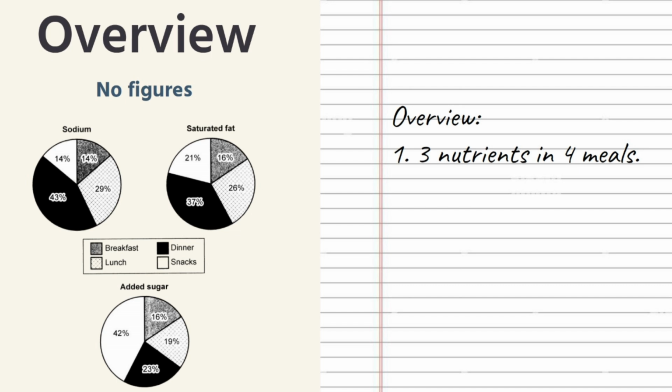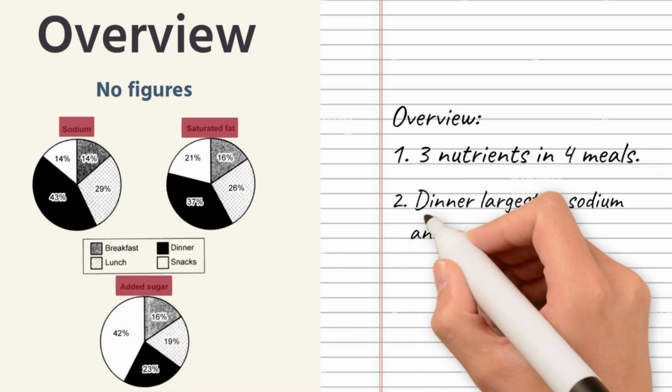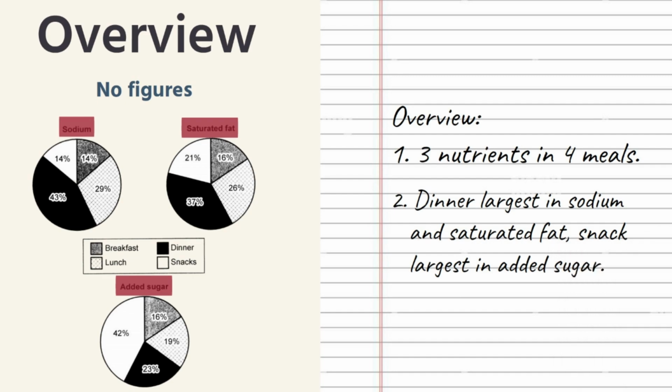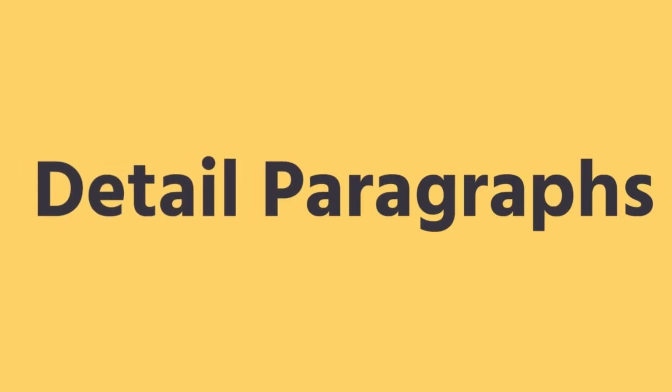So, write the plan down. Overview. First, 3 nutrients in 4 meals. Second, dinner largest in sodium and saturated fat, snack largest in added sugar. Let's move on to detailed paragraphs.